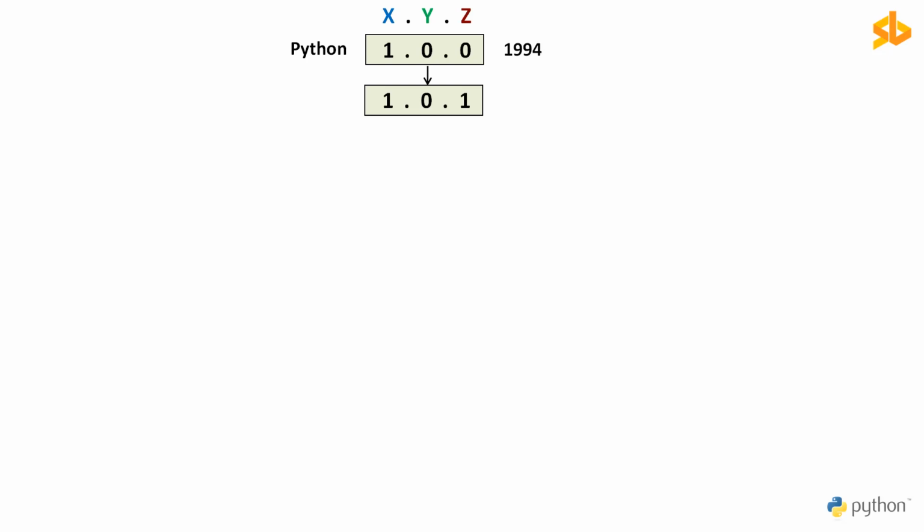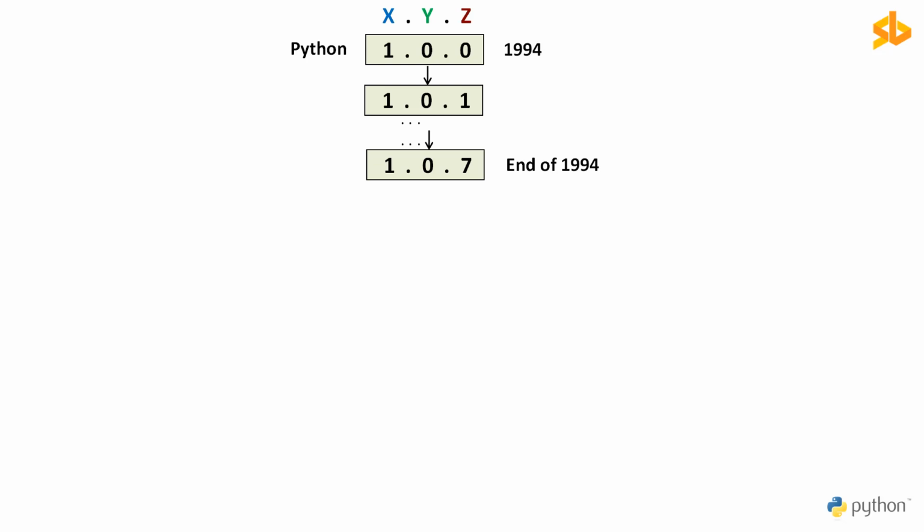And let's say it evolved to maybe Python 1.0.7 by the end of the year 1994. At this point, the Python community has realized that it is time to add some new features and functionalities to the language.